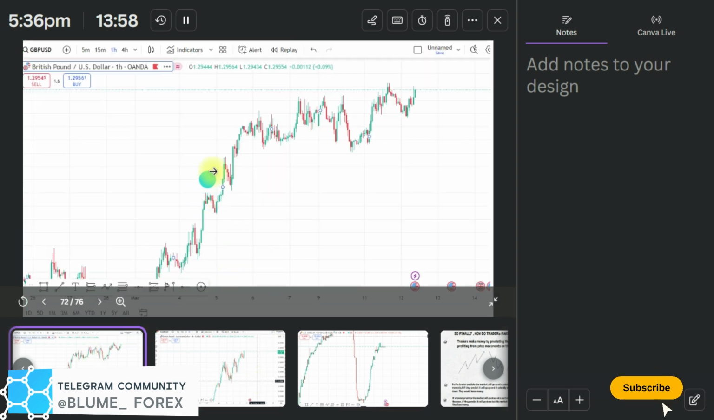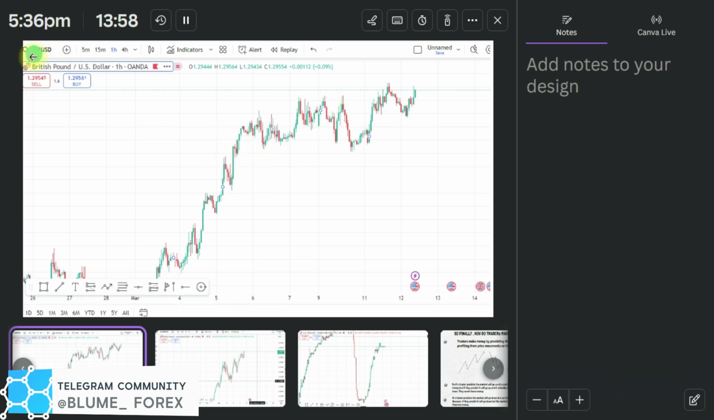So these lines you see on the chart, these blocks you see on the chart, red and green blocks, represent the currency's price, right?